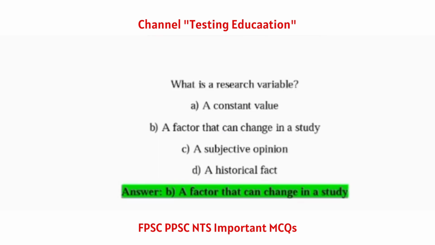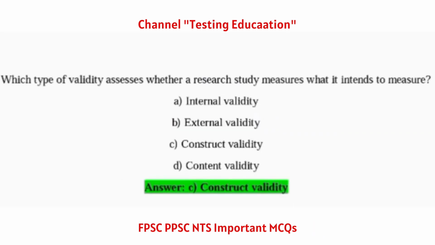Number 10. What is the research variable? And the answer is a factor that can change in a study. Number 11. Which type of validity assesses whether a research study measures what it intends to measure? And the answer is construct validity.